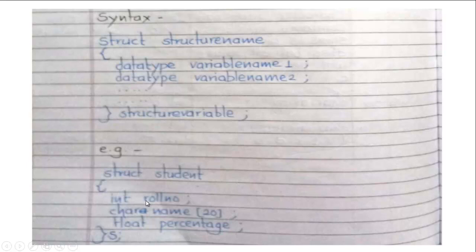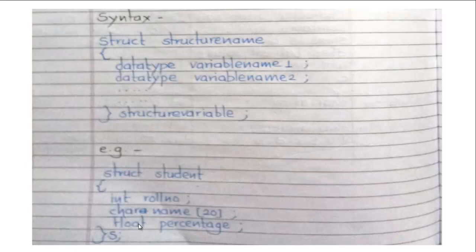For that, integer takes 2 bytes, character 1 byte, and float 4 bytes. So 2 plus 1 plus 4, that is 7 bytes. This structure will hold 7 bytes of memory. There may be an MCQ question asked: how much memory will be allocated for this structure? The example may be different, but you have to calculate or add the memory for each variable. Whatever elements or variables are declared inside the structure, you have to add the memory required for each variable.